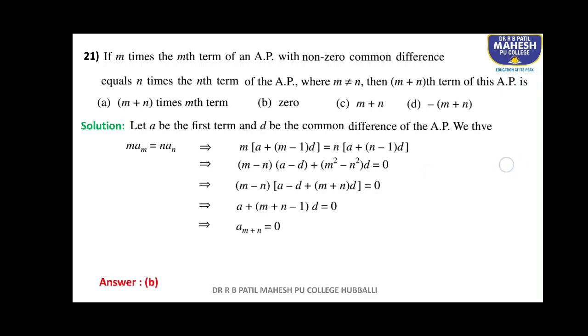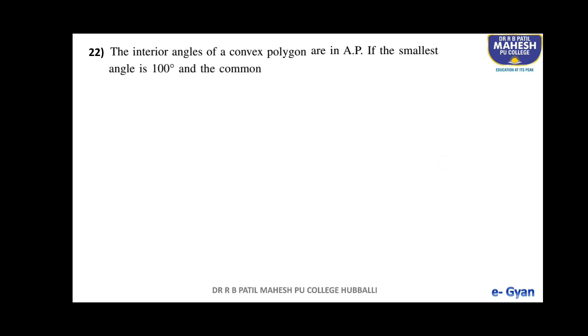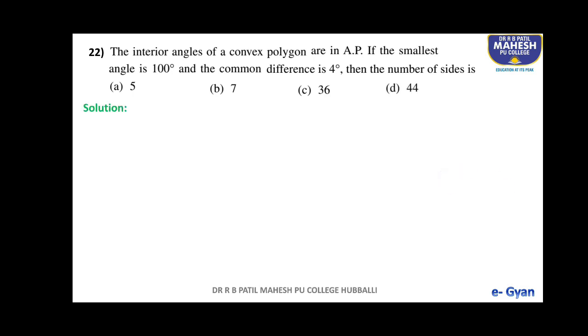Let us go for the next question. Question number 22. The interior angles of a convex polygon are in AP. If the smallest angle is 100 degree and the common difference is 4 degree, then the number of sides is: option A, 5; option B, 7; option C, 36; option D, 44. We will see the solution of this question.